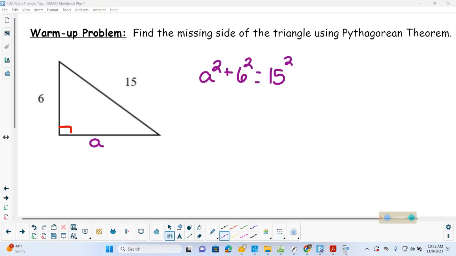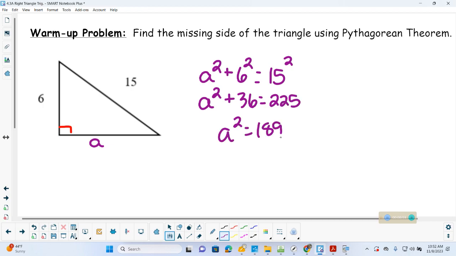Here we go, let's finish solving this, of course. I hope we all know 6 squared is 36. What's 15 squared? 225. And let's subtract off the 36, so we'll be at 189. All right, now I know you know we're going to get rid of this squaring with the root.